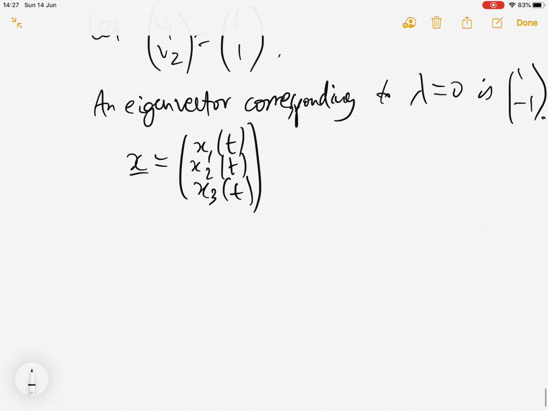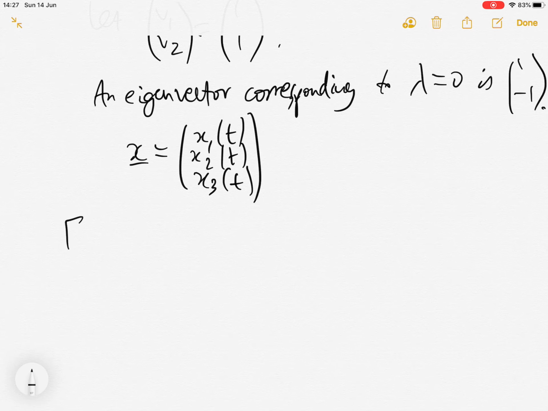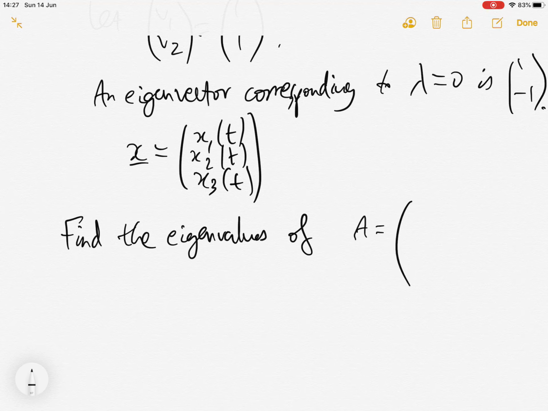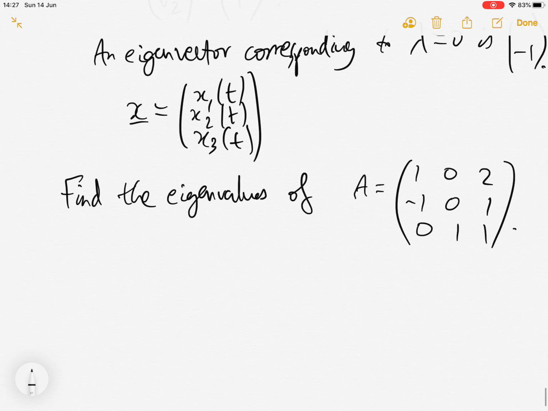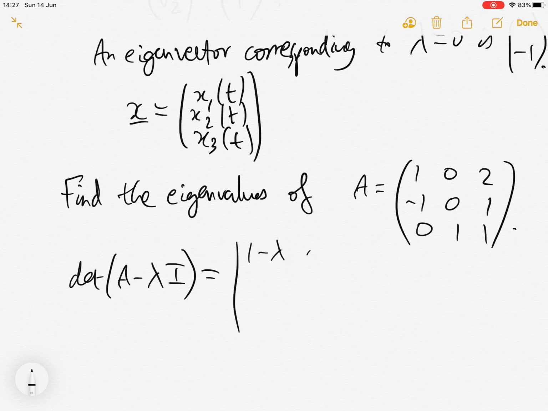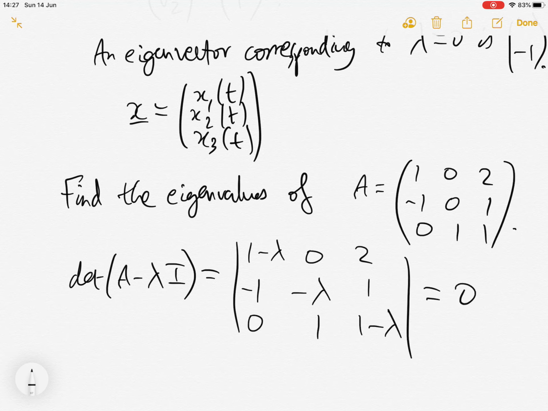So one last example of eigenvalues and eigenvectors. Let's say find the eigenvalues of the matrix A, which is going to be 1, 0, 2, minus 1, 0, 1, 0, 1, 1. So let's solve this determinant of A minus lambda I. So here lambda I just has lambdas on the leading diagonal. So this is going to be 1 minus lambda, 0, 2, minus 1, minus lambda, 1, 0, 1, 1 minus lambda. And we need this to be equal to 0.